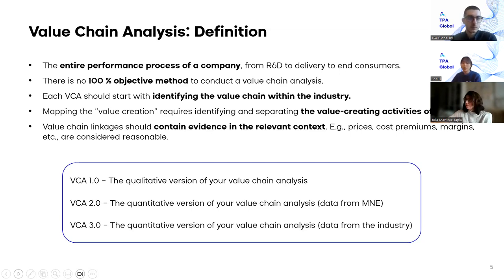Value chain analysis 1.0, the qualitative value chain analysis, involves a comprehensive assessment of the functions, assets, and risks associated with each value creation process and each value driver. It focuses on understanding the value adding activities performed by different entities within the multinational enterprise. In 1.0, we discussed how to identify the critical success factors for certain industries and the techniques to visualize the value chain analysis in a logical and straightforward way. And if we can move to the next slide.